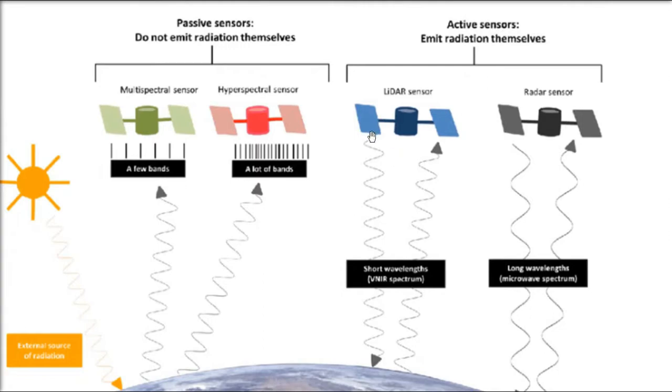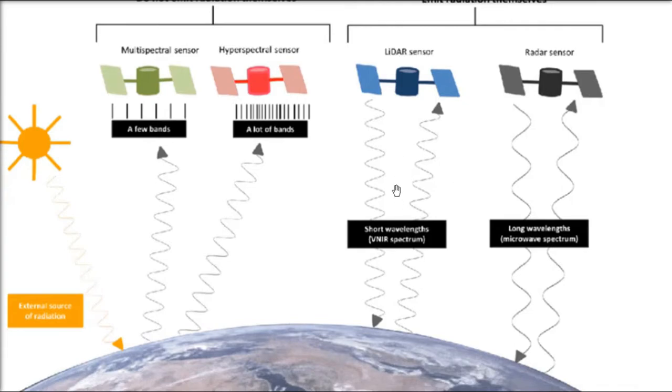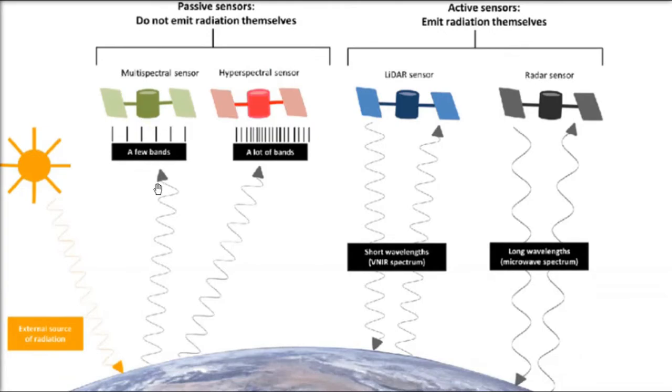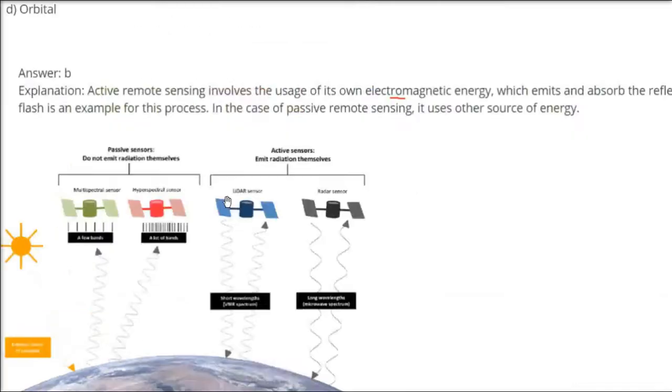These are active sensors. Active sensors are like LiDAR. It is sending, and it is receiving what it has sent. Radar also sends and accepts what it has sent. For example, LiDAR works in the VNIR spectrum, and radar goes to the microwave spectrum. When we talk about passive, it is not sending anything, neither multispectral nor hyperspectral. LiDAR and radar are sending and taking, but these passive sensors are just taking what the sun is sending them. The sun is sending, and after interaction, they are taking it.